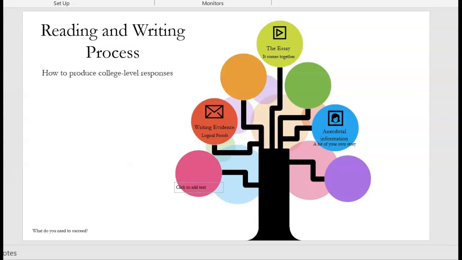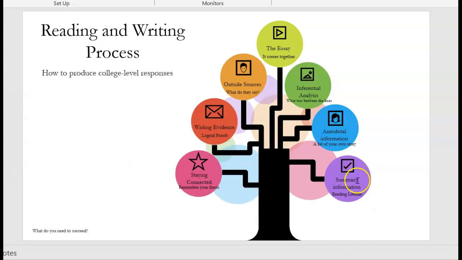We're going to just look at it all together now, one last time, right? All these different elements: the summary, your story, some inferential analysis, remembering to stay connected to your main idea, using evidence and outside sources, and it all comes together in this wonderful thesis and essay.